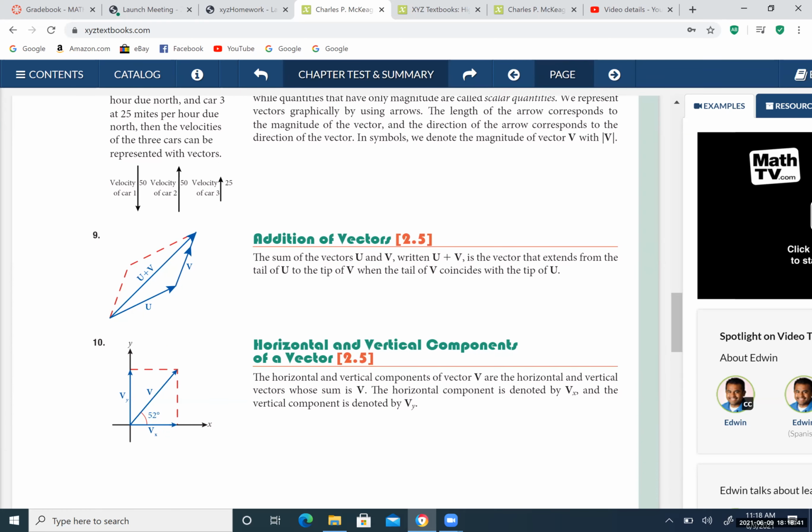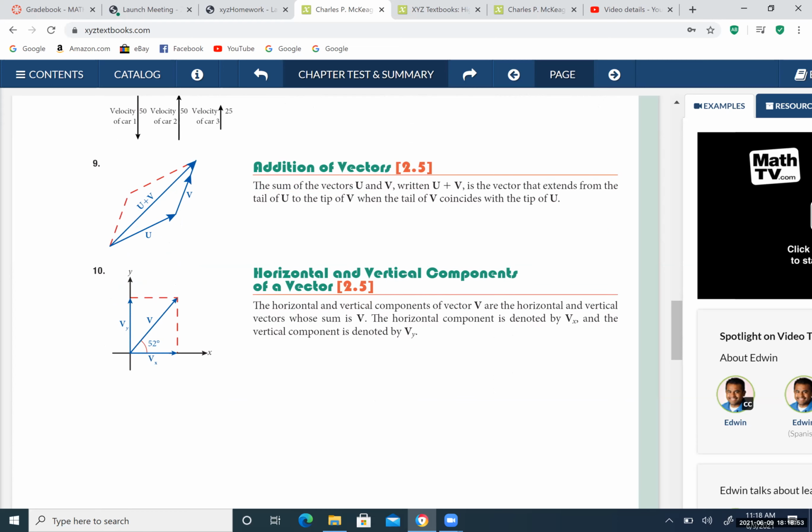So in the picture for number 9, you notice you have vector U and vector V. If these two vectors add up, you have this line. The red line looks like the mirror. The sum of vectors U and V, written U plus V, is the vector that extends from the tail of U to the tip of V, when the tail of V coincides with the tip of U, like this.